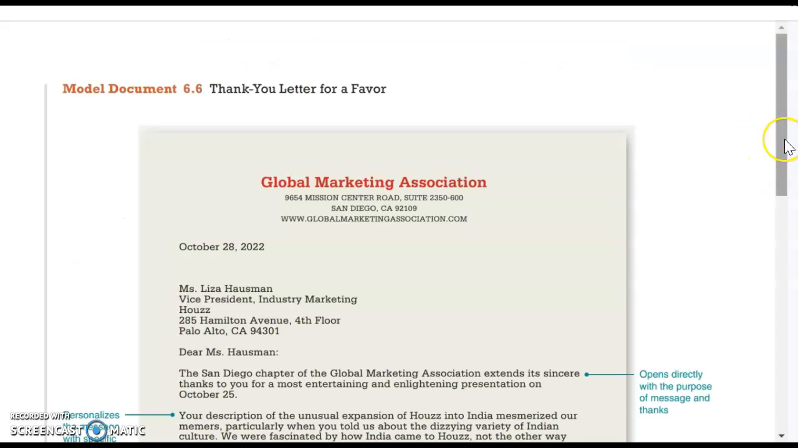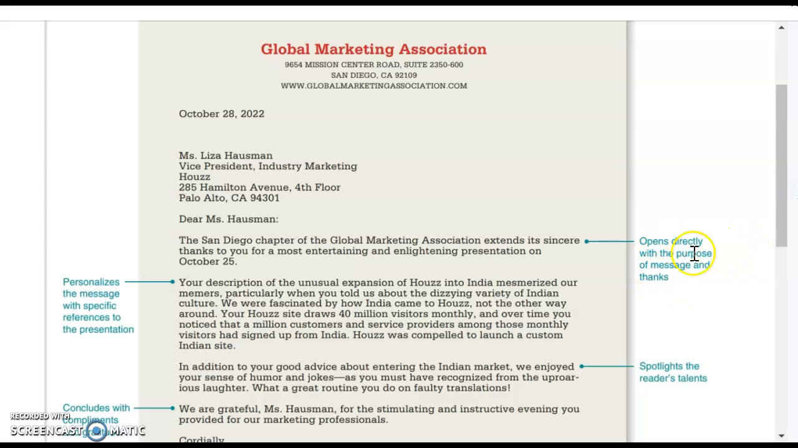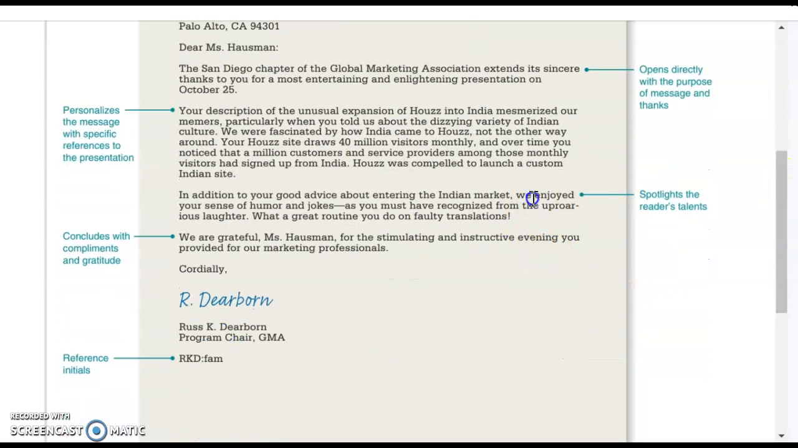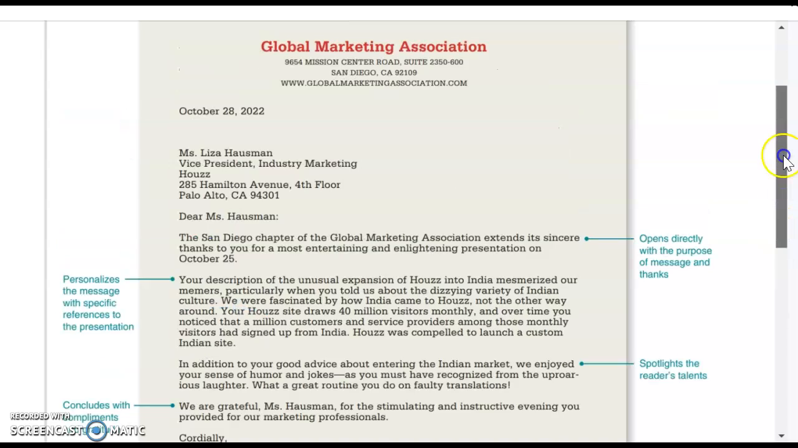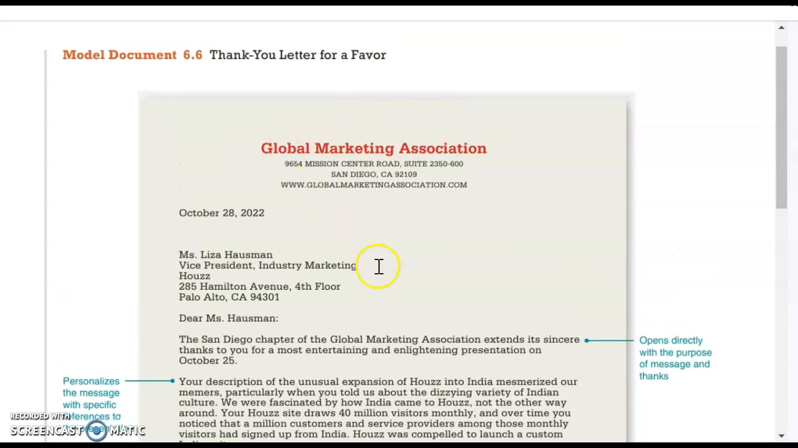For sending a thank you letter, there's a model document that I'm going to show you. So here is the model document thank you letter for a favor. It opens directly with the purpose of the message and thanks. It personalizes the message with specific reference to the presentation. It spotlights the reader's talents. And it concludes with a compliment and gratitude and a reference initials. I'm not going to read this, but definitely look at it. If you have to write a thank you note, this is a great model document to use.